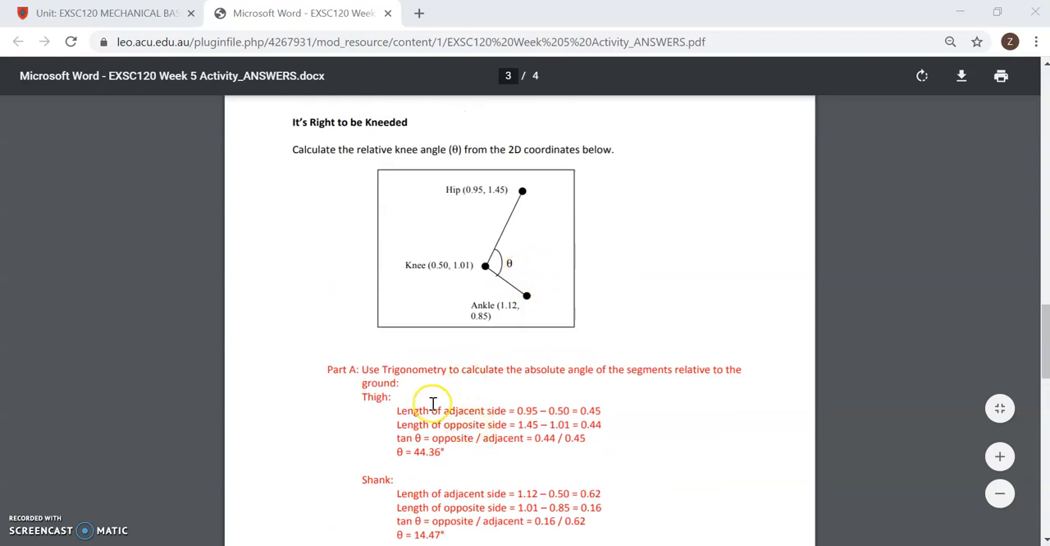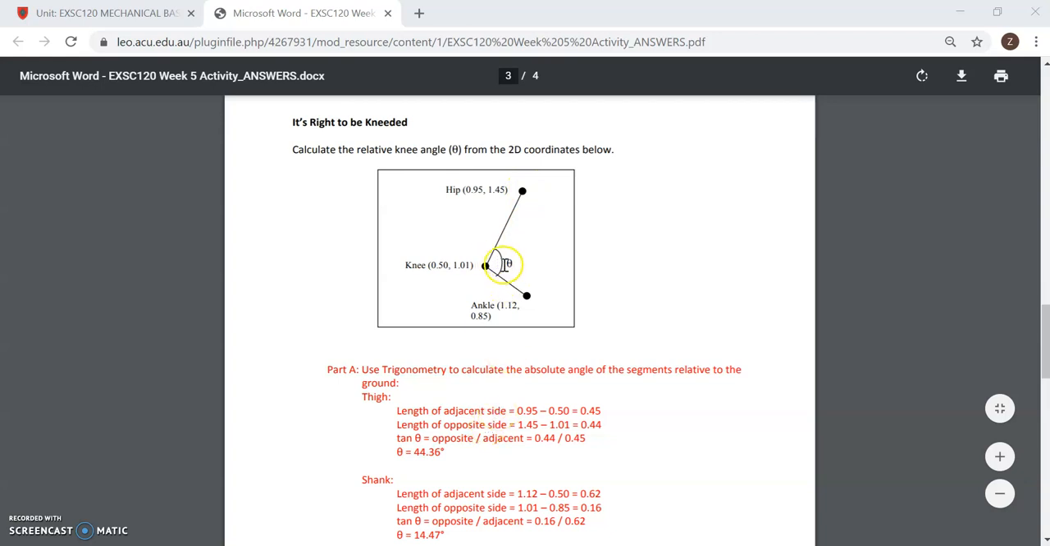So first we're going to measure the length of the adjacent side or the horizontal side of the thigh. We would do that by taking away 0.95 from 0.50, which gives us 0.45, which is the distance for the thigh horizontal length. We then need to work out the vertical length from here to here for the thigh. So we take away 1.45 from 1.01, and then that gives us 0.44. So we have the distances for the horizontal for the thigh and for the vertical.